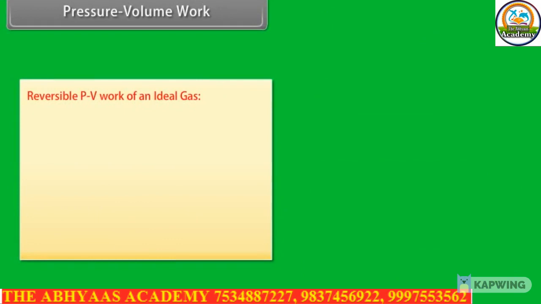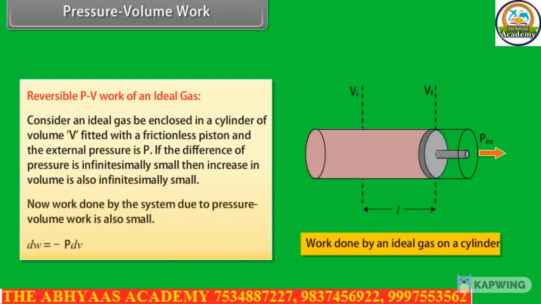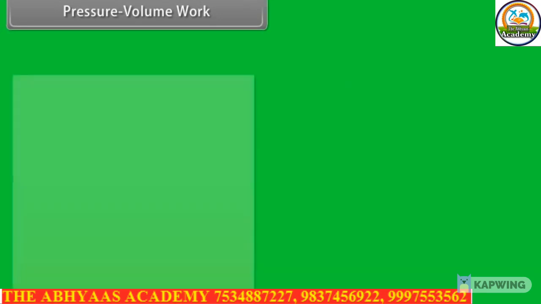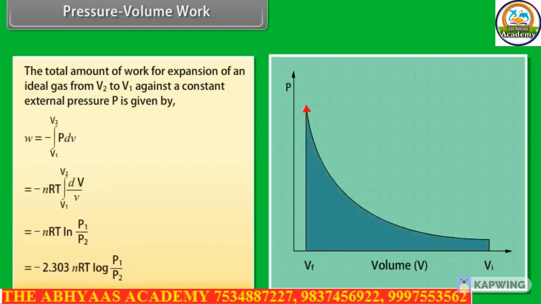Reversible PV work of an ideal gas. Consider an ideal gas enclosed in a cylinder of volume V, fitted with a frictionless piston, and the external pressure is P. If the difference of pressure is infinitesimally small, then the increase in volume is also infinitesimally small. Now, the work done by the system due to pressure-volume work is also small. The total amount of work for expansion of an ideal gas from V1 to V2 is given by minus 2.303 nRT log P1 upon P2.